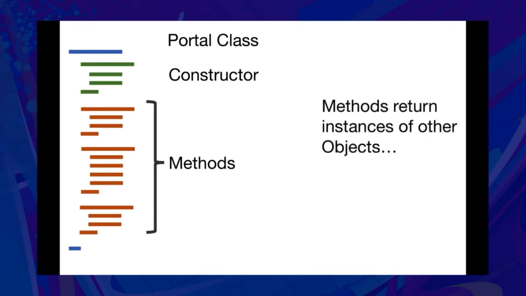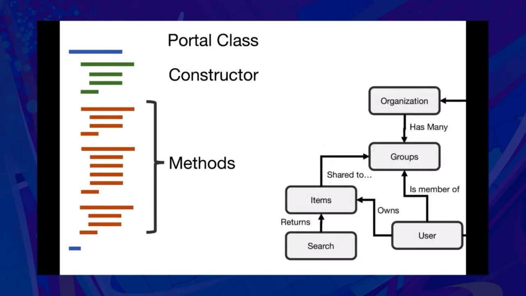And these different methods, they're going to return instances of other objects. So when we do a search and we get items back, well, those are going to be instances of items. And those items, as we look at the portal information model, well, those items are owned by users. So you have some sort of an instance of a user, and then the items are shared to groups, and those groups are part of an organization, and then the user can be a member of multiple groups. And you can see that all these different things connect to each other.